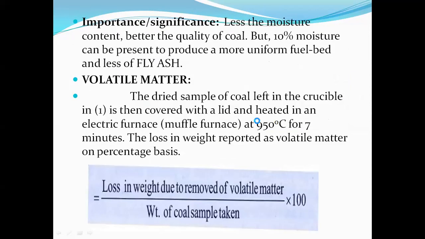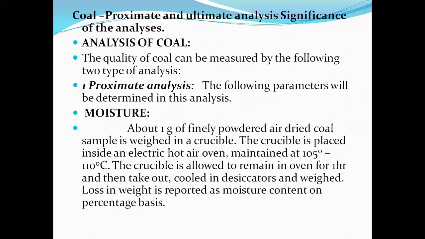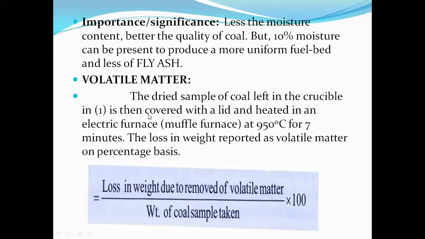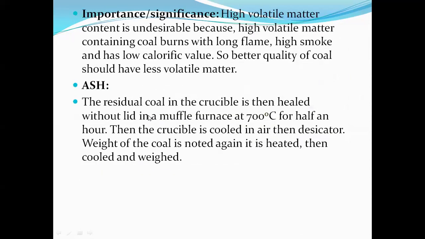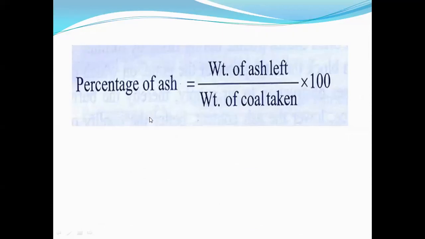So the coal sample contains three types of impurities. Impurity one is the moisture. Impurity two is volatile matter. And impurity three is ash. They are separated by the heating process. And also we are determining the percentage of moisture, volatile matter, ash present in the coal sample. But let us see the continuation here.